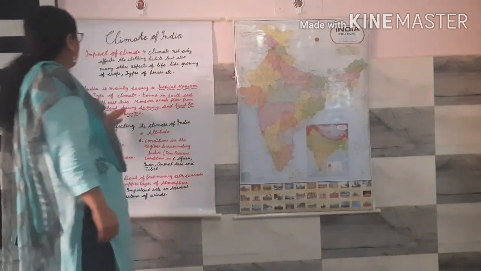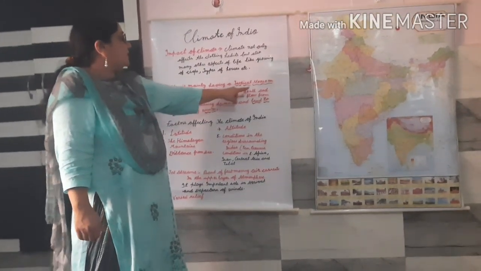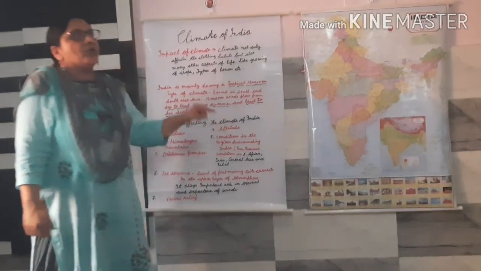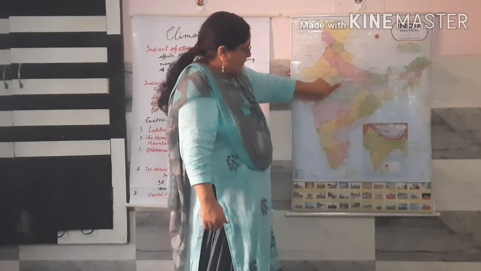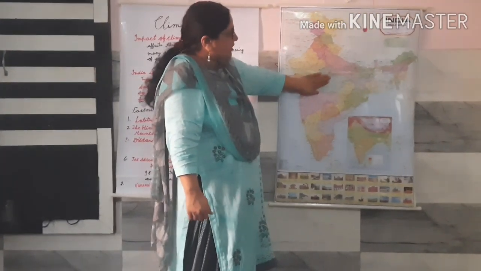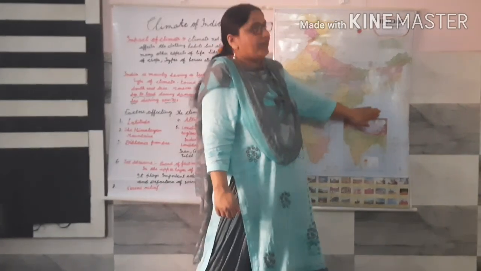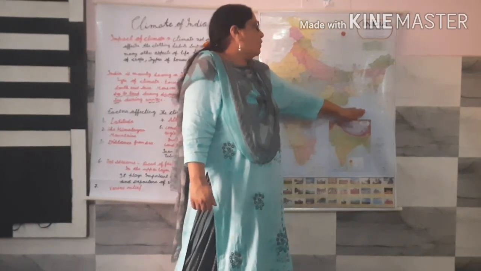Now what is the meaning of the monsoon? The monsoon type of climate is found in South and Southeast Asia. Monsoon winds blow from sea toward the land during the summer season and from land toward the sea during the winter season, and these winds are called the monsoon winds.